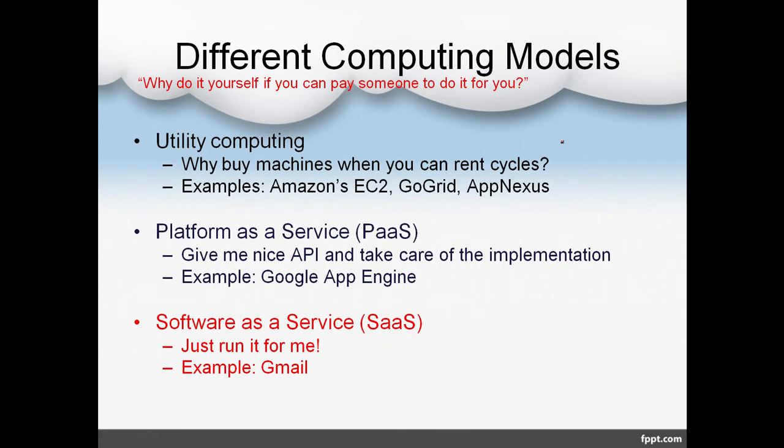So different computing models, we have already discussed some of the models. SaaS, for example, the SaaS services, example Gmail. And if we talk about PaaS, the example here is Google App Engine. So look at here, this is an example of platform as a service.